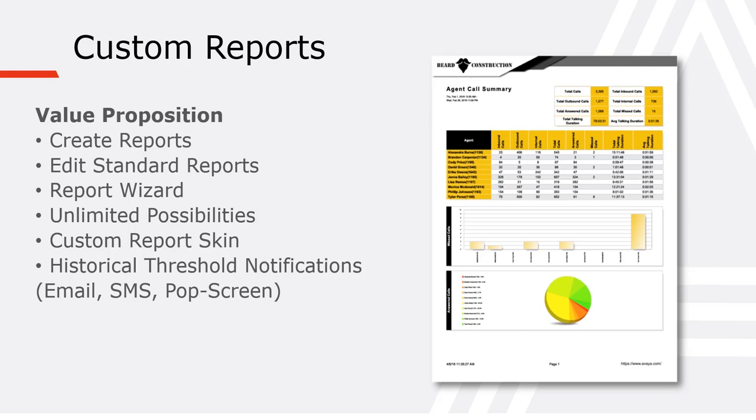They can also get historical threshold notifications. So maybe, okay, I really want to know about abandoned calls, but not if it's only 10 in a week. Only notify me if I had 50 abandoned calls last week.